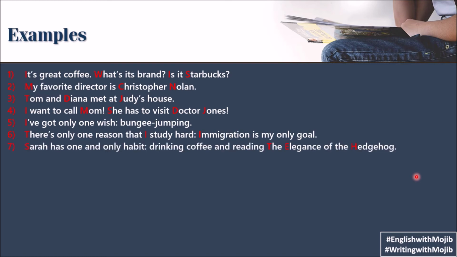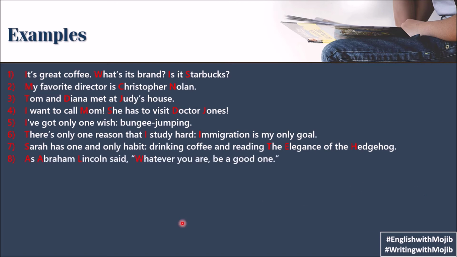Number 7. Sarah has one and only habit: drinking coffee and reading The Elegance of the Hedgehog. Okay. S is the beginning of a sentence, and is the first letter of a proper noun, Sarah. It should be capital. But after the colon, we don't have a sentence: drinking coffee and reading a book. But the name of a book is mentioned here, so we should use capital letters because it's a title. T, E, and H should be capital because they are the first and important words of the title of the book, The Elegance of the Hedgehog. It's a fantastic book, by the way.